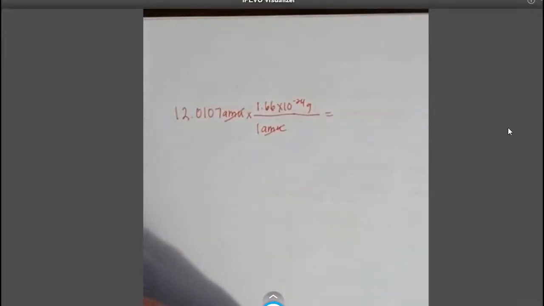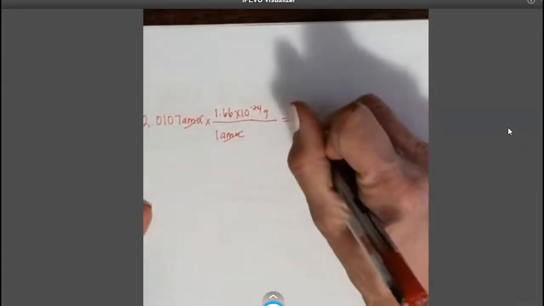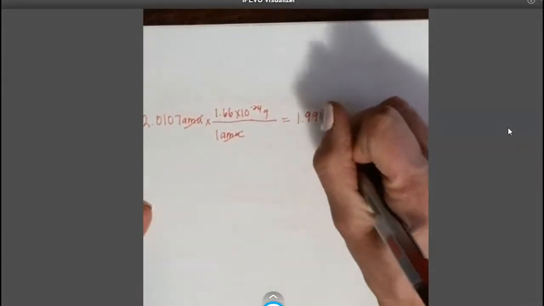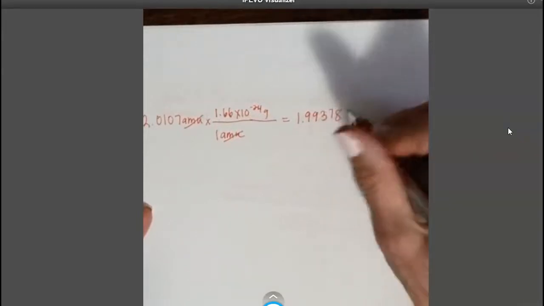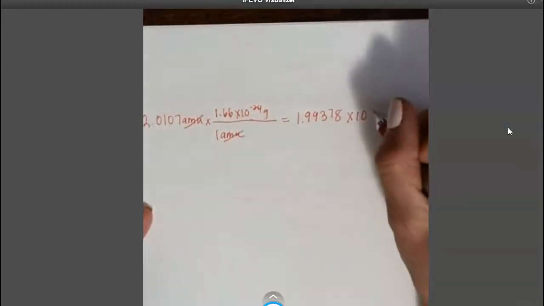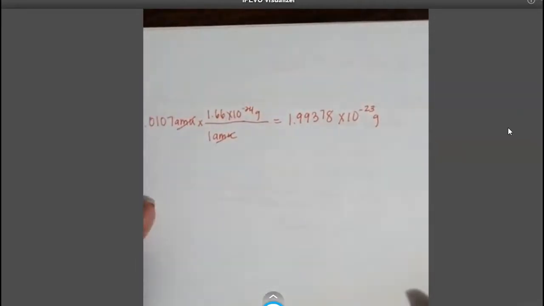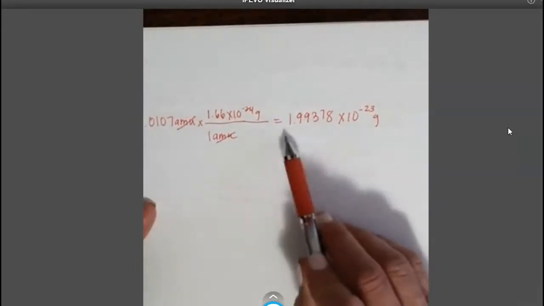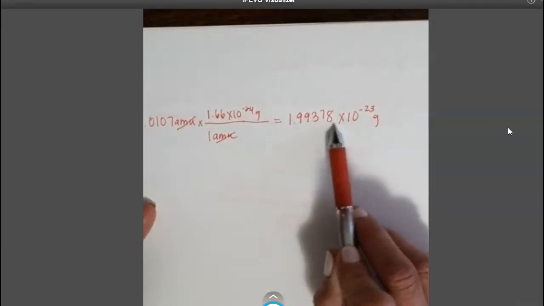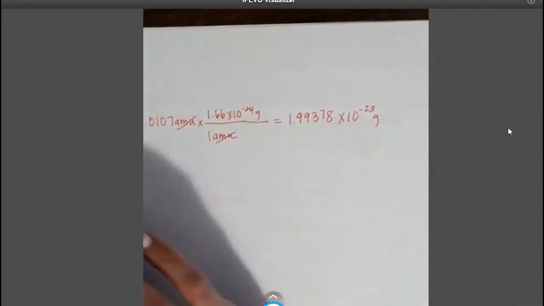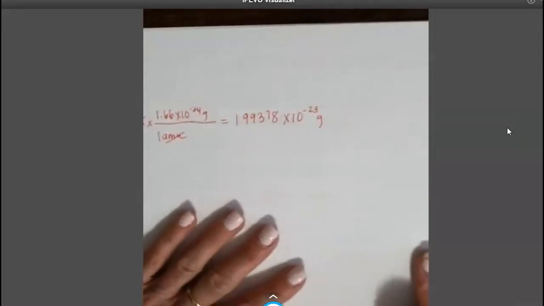So 12.0107 times 1.66 times 10 to the negative 24 will give me a mass of 1.99378 times 10 to the negative 23rd grams. So each carbon atom has a mass in grams of 1.99378 times 10 to the negative 23rd. That's one single atom of carbon.